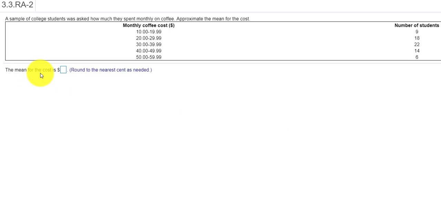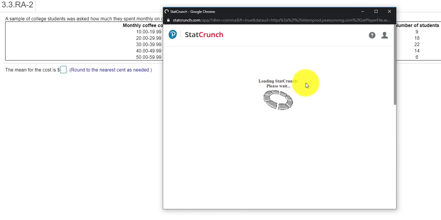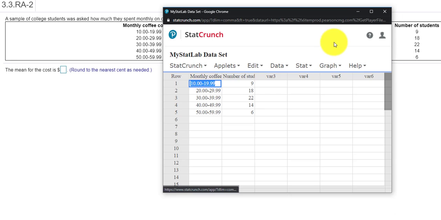So it looks like we're asked to find the mean. So we've been using StatCrunch and summary stats, but we never had data where we had I guess a range, right? So let's open this up into StatCrunch. And we're still going to use summary stats.